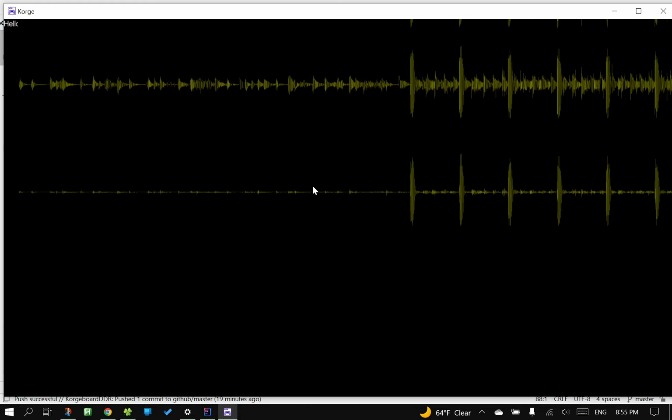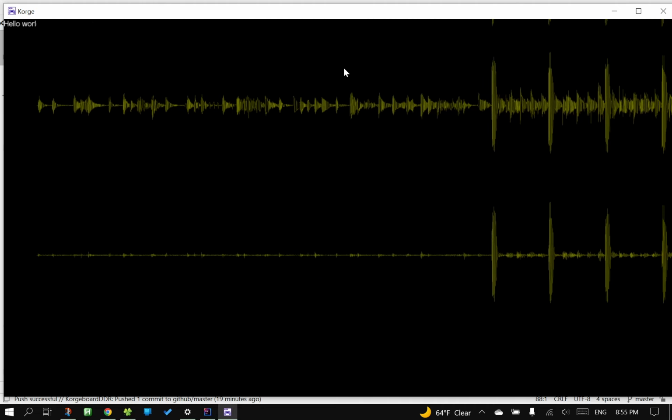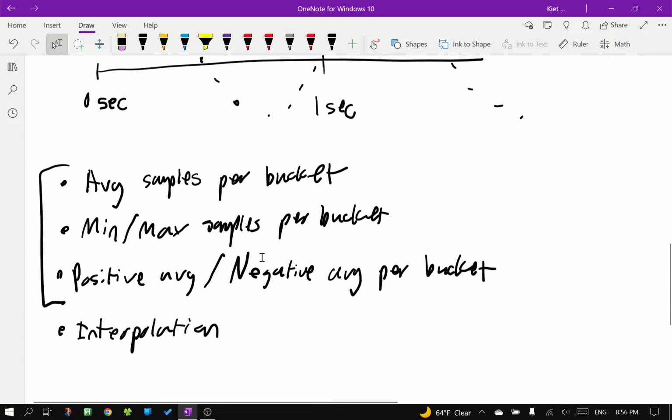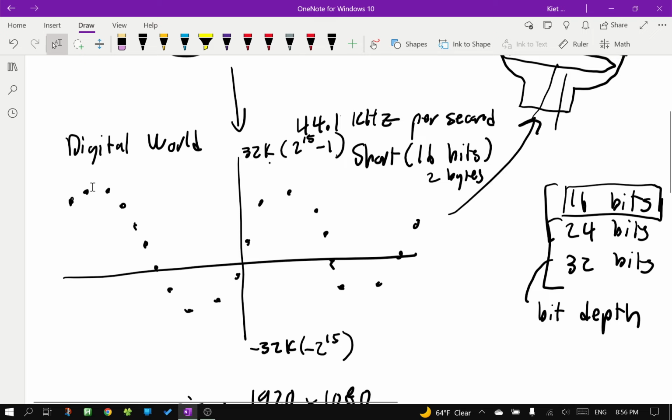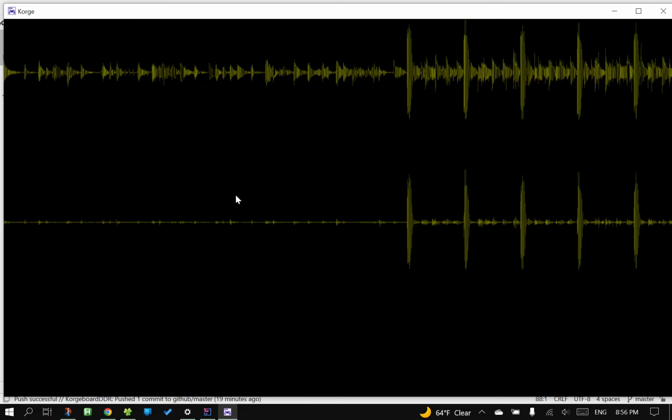Alright, so first off, let's talk about the average. In the average case, notice that the waveforms aren't really that great. The reason is because when you calculate the average per bucket, the peaks basically start canceling each other out, right? We have the positive peaks and the negative peaks, and these both cancel each other out when you're calculating the average, so it causes it to be not that great of an audio waveform, as you can see here.